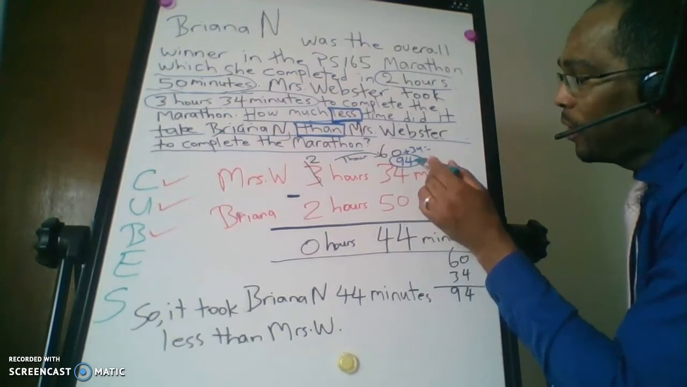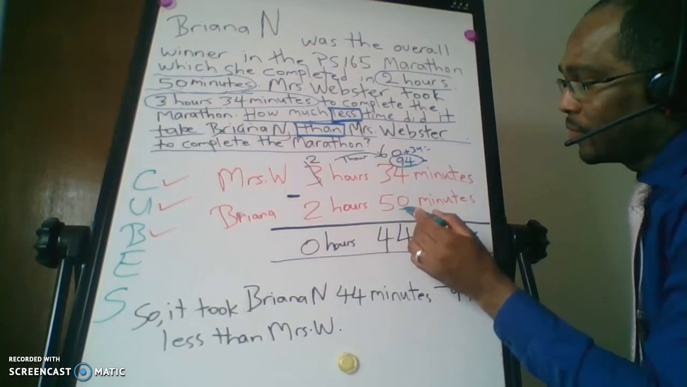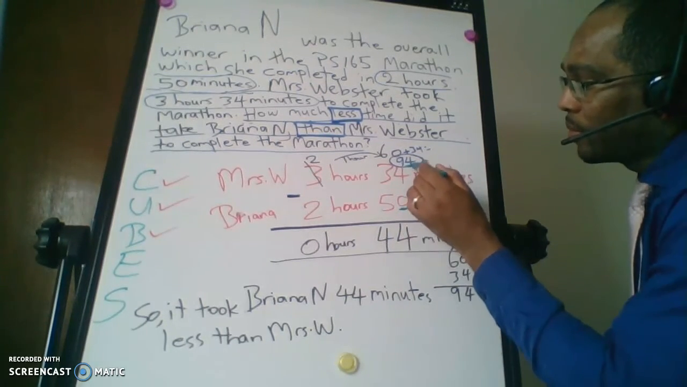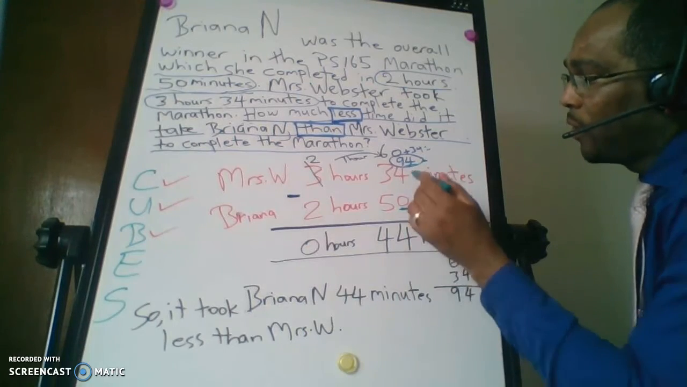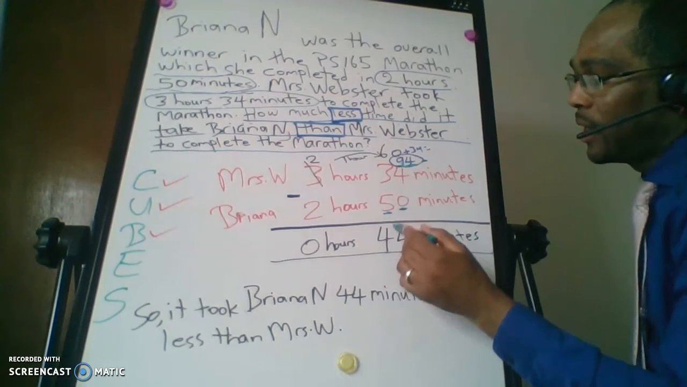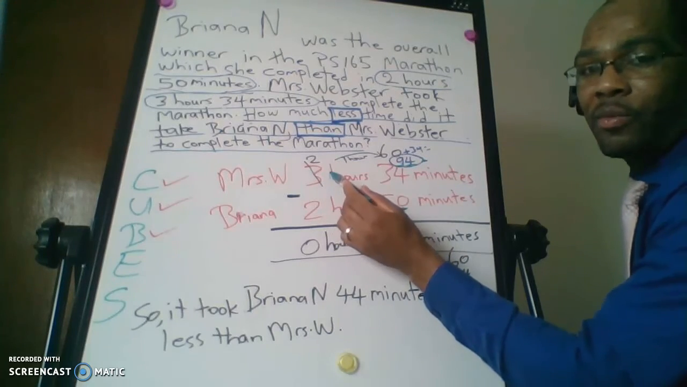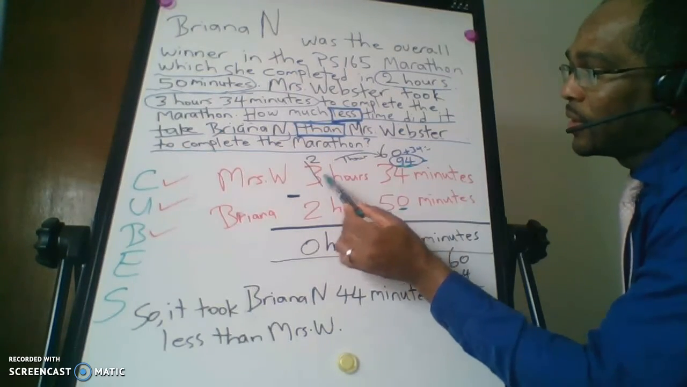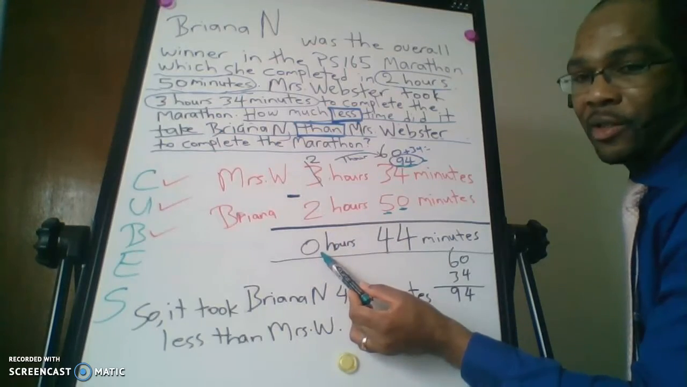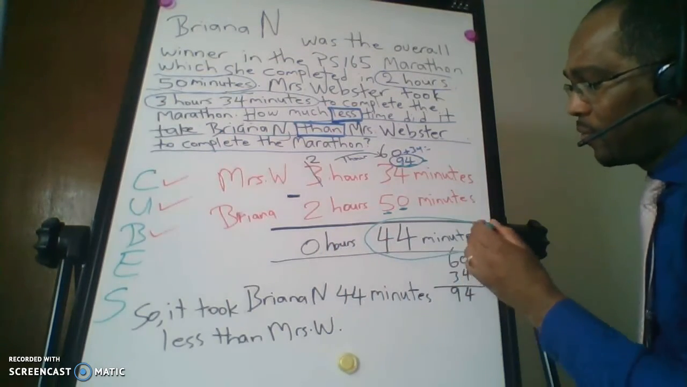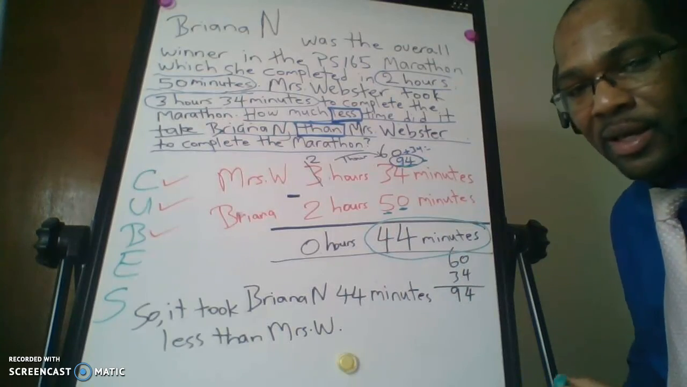I'm going to take away 0 from this 4 here and left with 4. And I'm going to take away 5 from 9 up here and left with 4. Now move over to my hours side. I have 2 hours minus 2 hours, 0 hours left. So my answer will be 44 minutes.